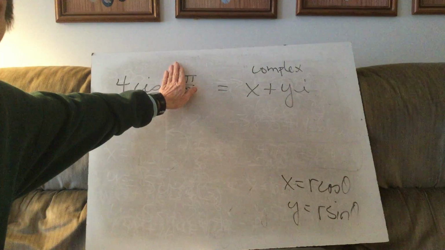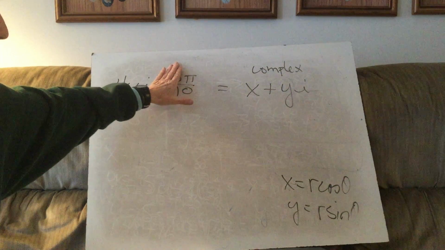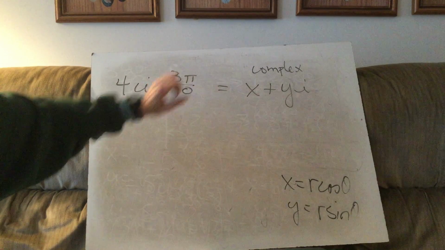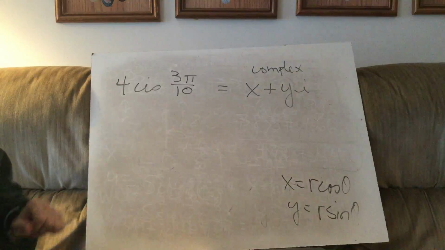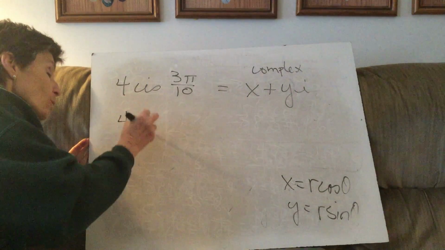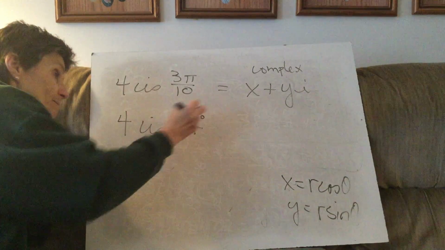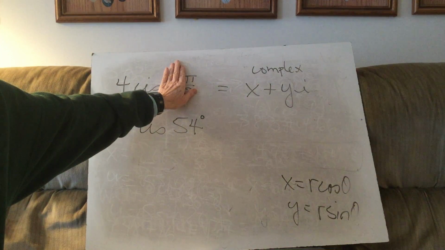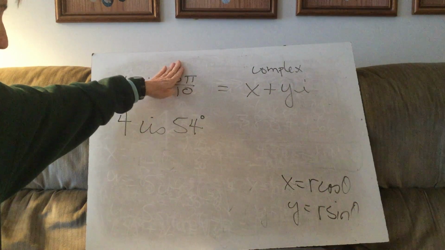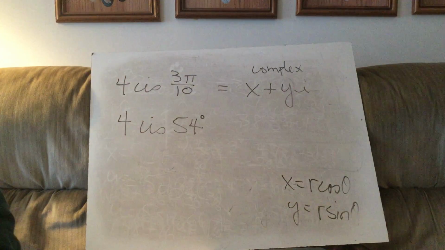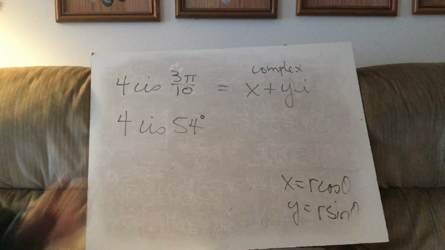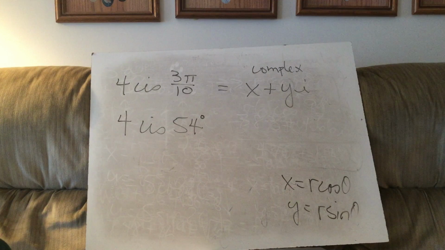I know pi is 180. 180 divided by 10 is 18, and 3 times 18 is 54. So this is 4 CIS 54. So one more time, pi is 180, divided by 10 is 18, times 3 is 54. And if you can't do that in your head, that's fine. You have a calculator. Just figure it out.